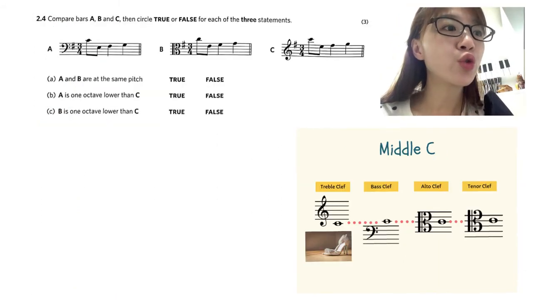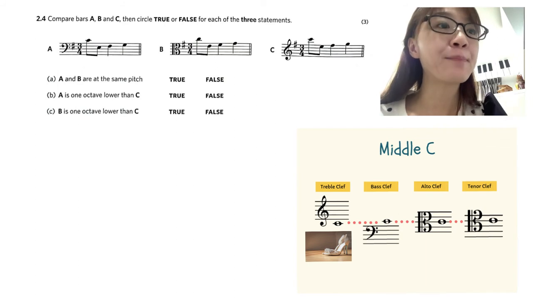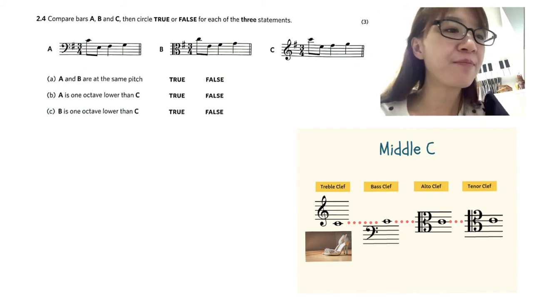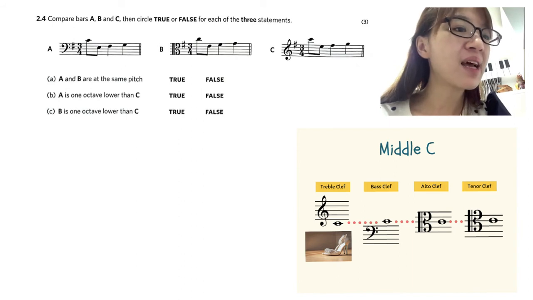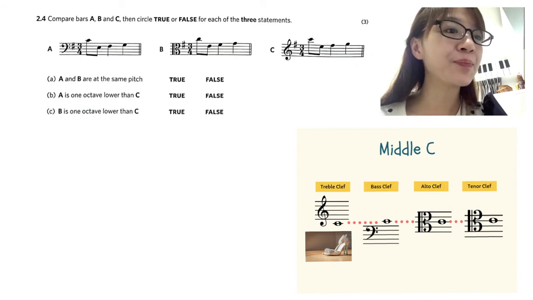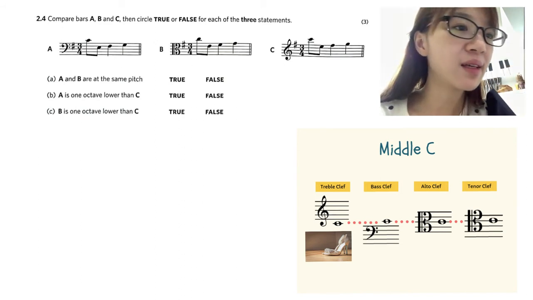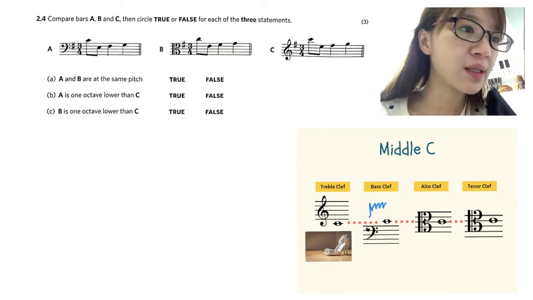For this question 2.4, the student is required to compare these 3 bars, and are they the same pitch? So we have the bass clef. We say that for bass clef, think like a king. The king has a crown on top of his head.